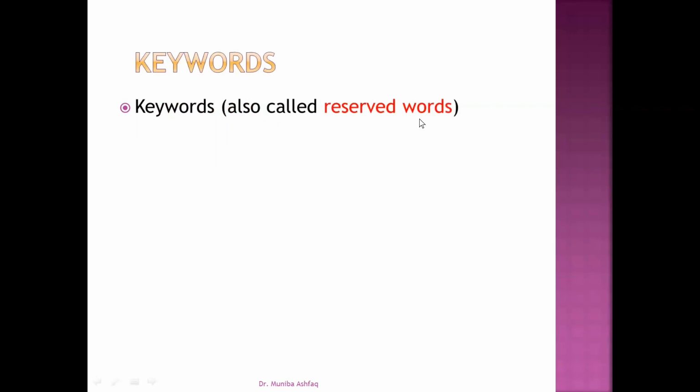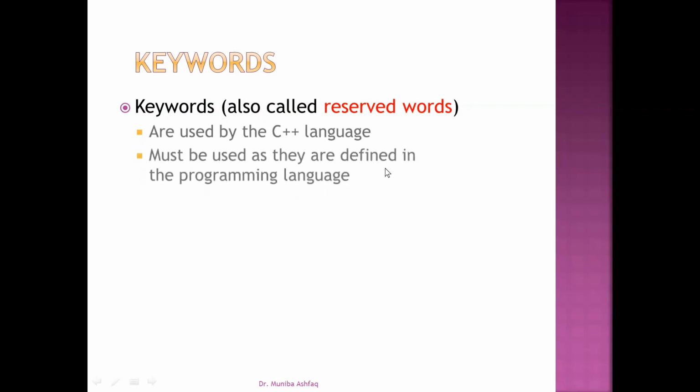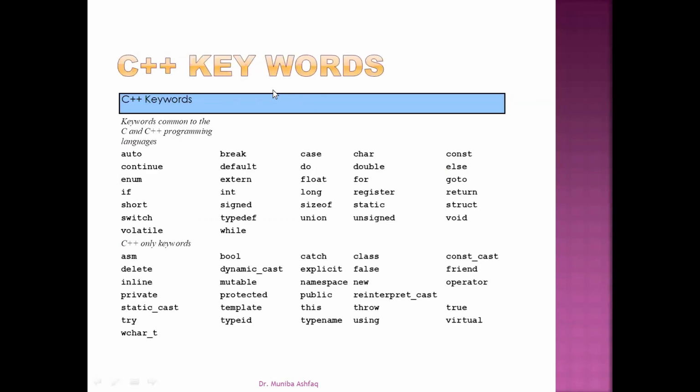Keywords are also called reserved words. These are used by the C++ language and must be used as they are defined in the programming language. So there are certain keywords we have to use as they are defined in the programming language. We cannot change these keywords. These keywords cannot be used as variables or identifiers. These are just some examples of C++ keywords, and these keywords cannot be used as variable names. These keywords have a specific purpose and can be used in our program for that purpose only.